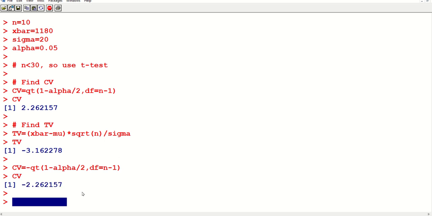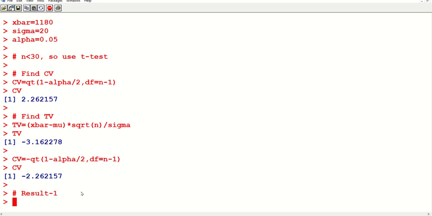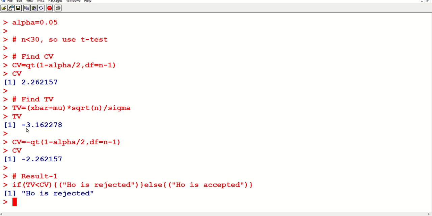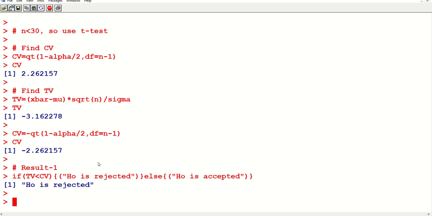So we need to compare the test value with the critical value on the negative side. Okay. So now the result: we compare the result for the test value. Now you need to look here. In case of negative, if the test value is less than the critical value, H naught will be rejected. This is correct. So here, because the test value is more negative compared to the critical value, H naught is rejected. Clear?